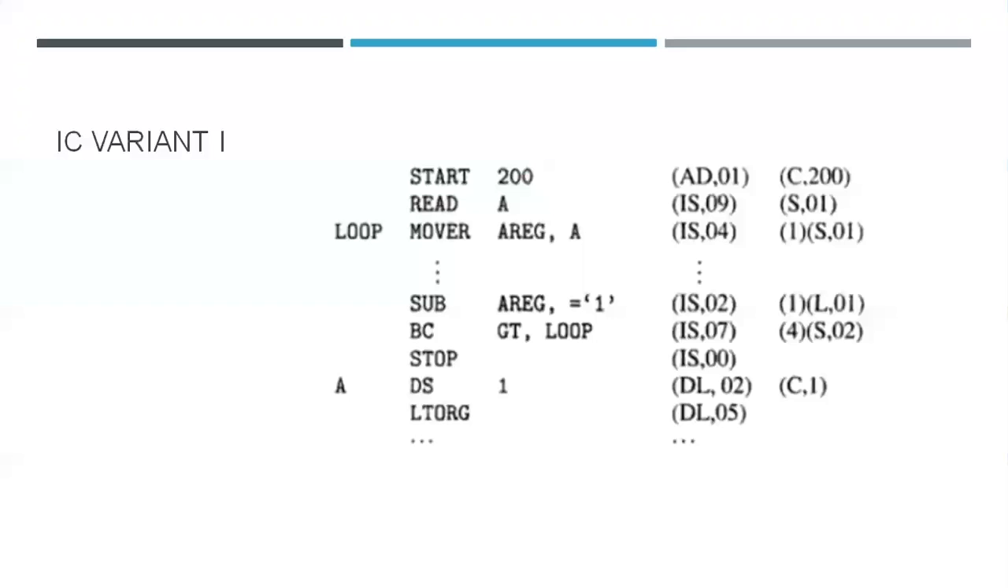Now it is very easy. Don't worry about the output. This is the assembly code and the equivalent IC generated here. This is IC, which we call IC variant 1. So, START 200. Here, the start is represented in intermediate code by its type. What is the type of start? There are three types of statement: one is assembler directive, second is declarative statement, and third is imperative statement.